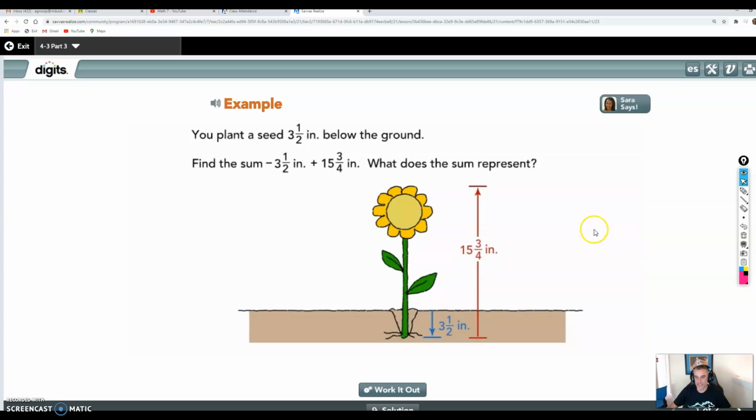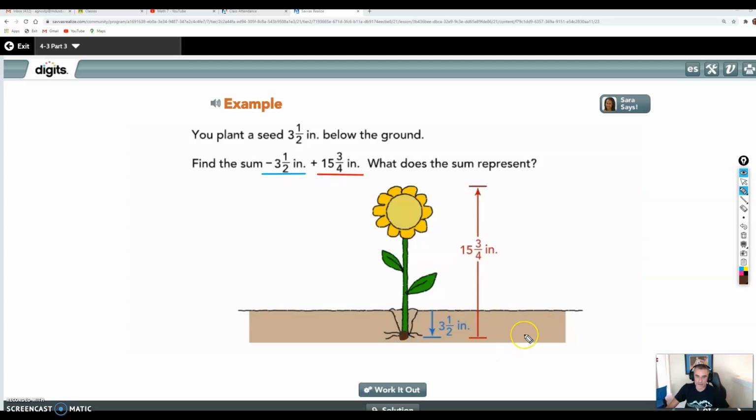And so they actually give us the equation they want us to solve right here. It says find the sum negative 3 1/2 plus 15 3/4 inches, right? So this negative 3 1/2 right here, that represents the distance below the ground. And then the plus 15 3/4 inches, that is not how tall the flower is above the ground. That's how tall the flower is going all the way into the ground, all the way down to the seed, which was way down here.